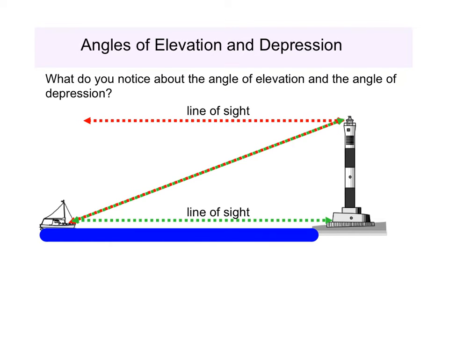Now what you should notice is that if you draw your lines of sight, these are actually parallel. And these angles in here are congruent because they are alternate interior angles. So the angle of elevation is congruent to the angle of depression.